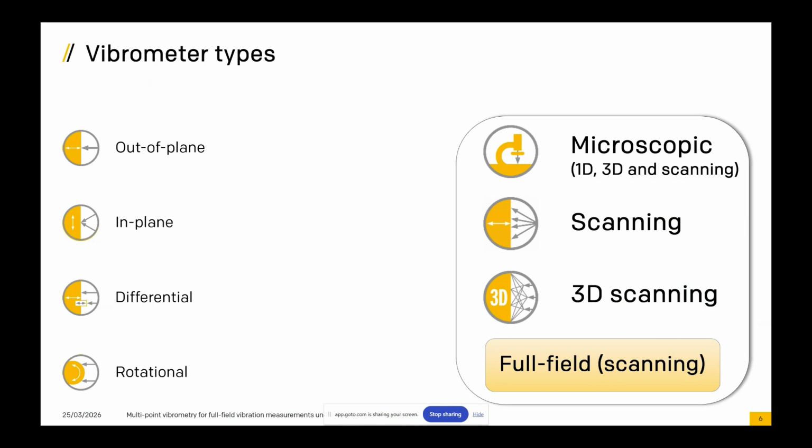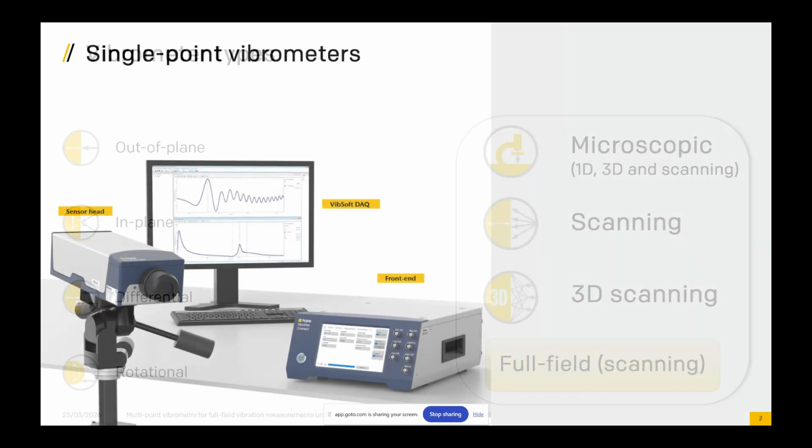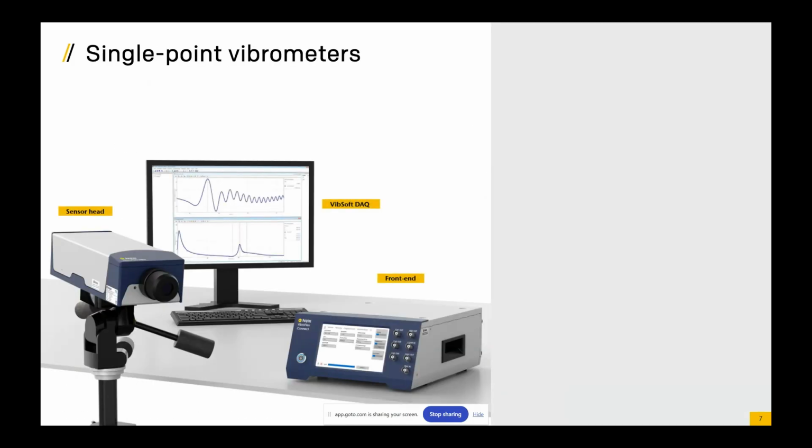So those are scanning type of systems, and the other ones are a static location. This is a single point vibrometer, so the first option in the previous slide. Here we can see we have the sensor head, and it will connect to a front end, and that front end connects to a computer. And then altogether, we're able to get the vibrational data from the system into our software.